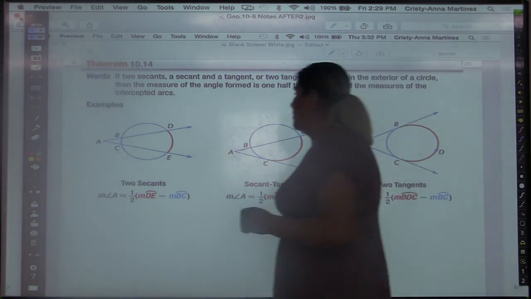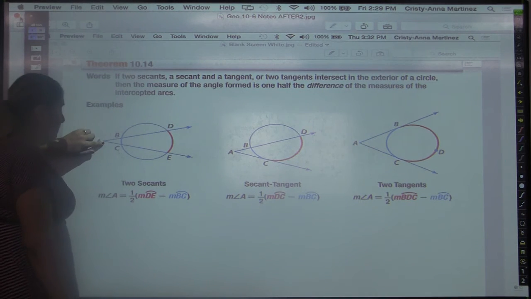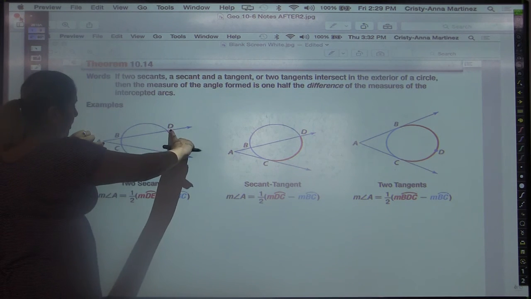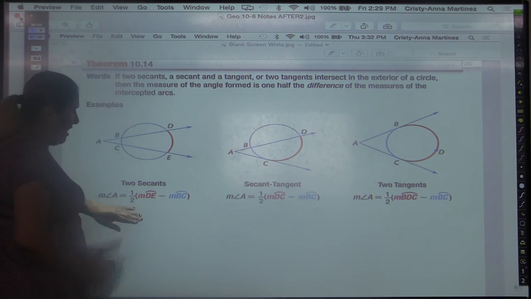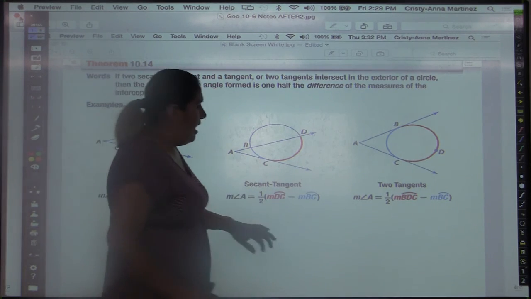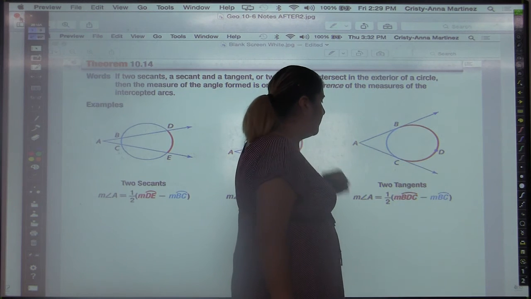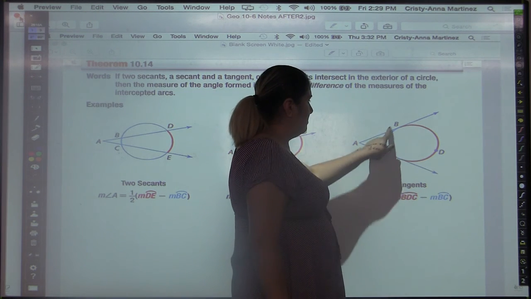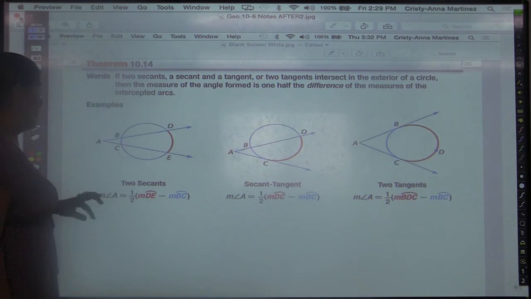So for each example, you can kind of see, here we have that angle A would basically equal half of the difference. So you would go with the biggest one, which is DE, and then subtract the smaller one, which is BC, so we've got that one. Here you have the same idea, so DC minus BC. And then over here, same thing, the larger one, which is BDC, and subtract the smaller one, which is BC. So again, the difference here being that it's going to be subtraction, not addition.